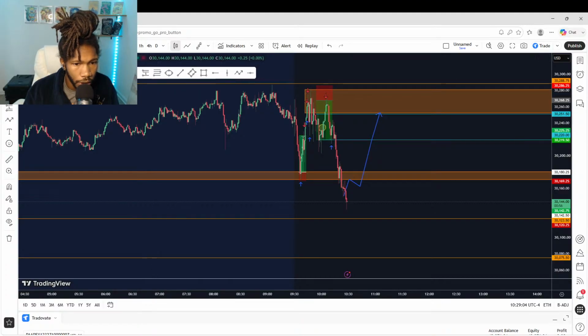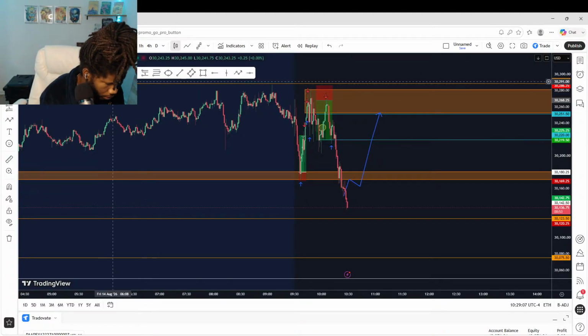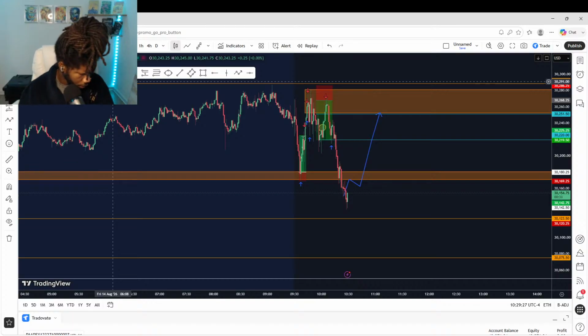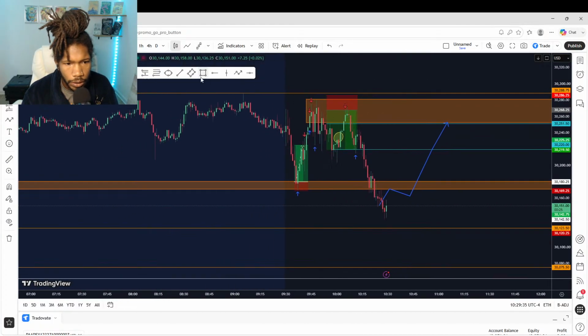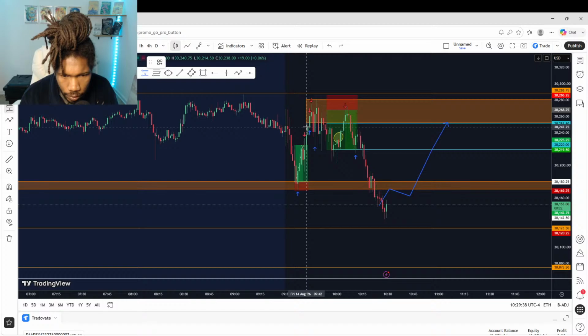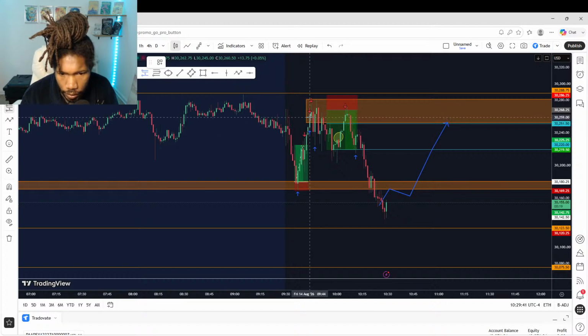Let me go ahead and mark off these other positions we took for the day. I'm gonna clean this chart up a bit over here on this end. Let's see. We have a sell at 265. Let's see, we got a sell at 265 over here. 265.